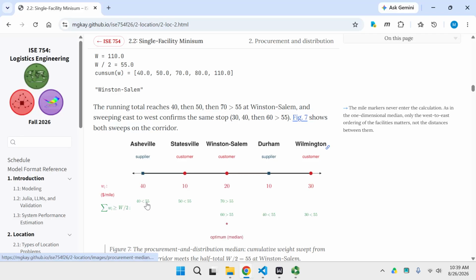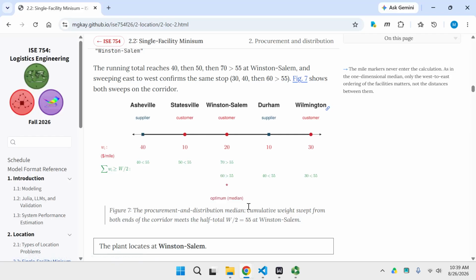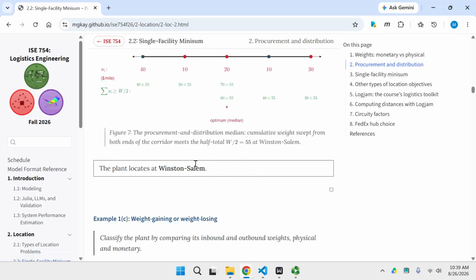the total weight. Here the half of the total weight is 55, so we're looking for the location where we first cross that threshold. Starting from the west in Asheville, we cross it at Winston-Salem. And then if we had started in Wilmington, we first crossed the ratio again at Winston-Salem. And again, that's usually always going to be the case. If you remember from the lecture, the actual total cost curve is a piecewise linear curve that has a single point at its minimum. So the plant then should be located in Winston-Salem.